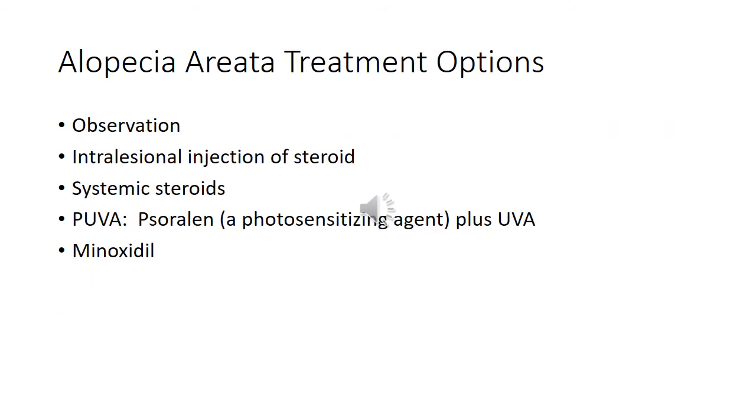The treatment option of alopecia areata, first of all, is observation. Just observation is okay. Sometimes because the child or patient is anxious and worried about this problem, you may use intralesional injection with steroid. Sometimes use systemic steroid or PUVA, psoralen photosensitizing agent plus UV light, and sometimes you may use minoxidil as hair stimulant.